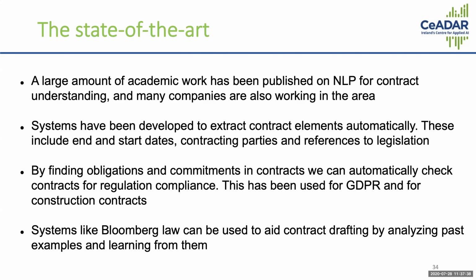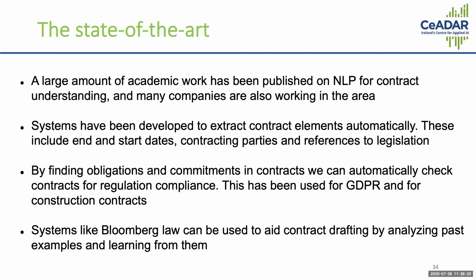To look at the state of the art in this area, not surprisingly, there's a large amount of academic work that's been published on NLP for contract understanding. There are also many companies working in this area because this need is not a unique thing. It's well known, well understood. Systems have been developed to extract contract elements automatically. These can be things like automatically extracting end and start dates in types of contracts that have that information, extracting the contracting parties, and whether there are references to legislation within a contract.